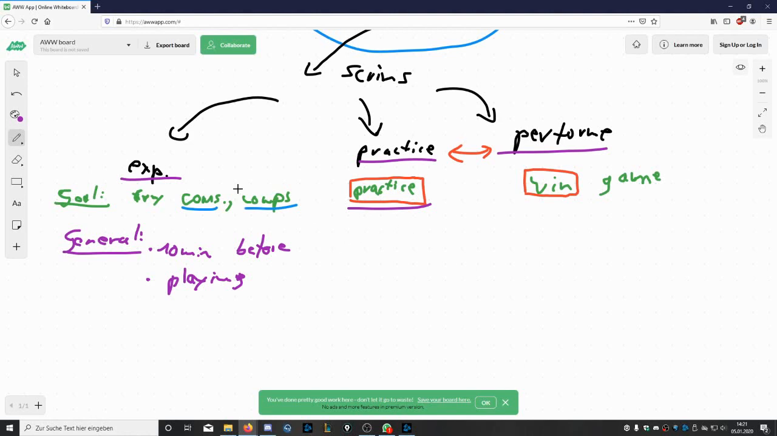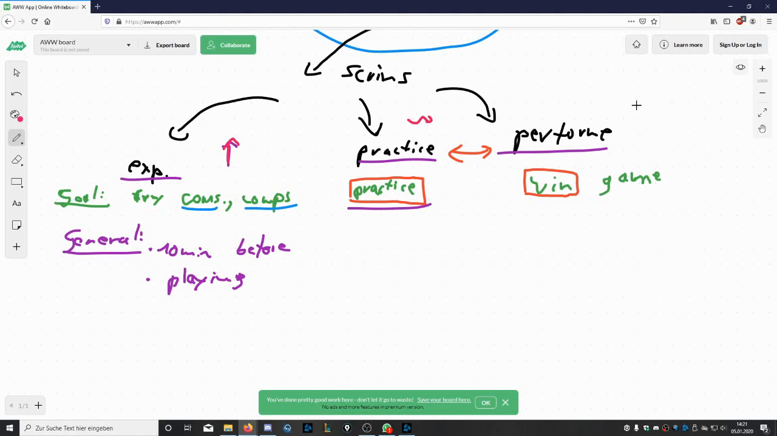So I would say, if you're in an experimental scrim, you can be really vocal. In the practice scrim, you can be giving directions, but not too much.